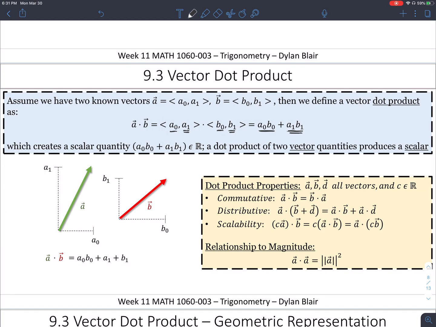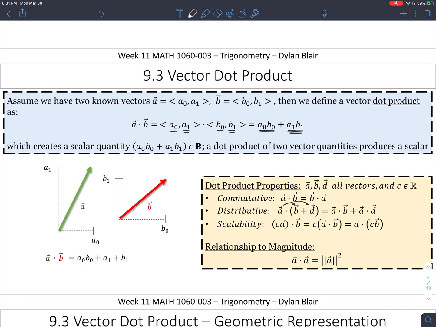But let's at least talk about the properties of dot products. Assuming that we have three vectors, A, B, and D, and a scalar value C, that's just any real number, then we have a commutative property. This means that A dot B is equivalent to B dot A, and that's a very trivial one to show. We have a distributive property. This means that A dot the quantity of vector B plus D is equivalent to A dot B plus A dot D. We're just distributing the dot product to each of these terms.